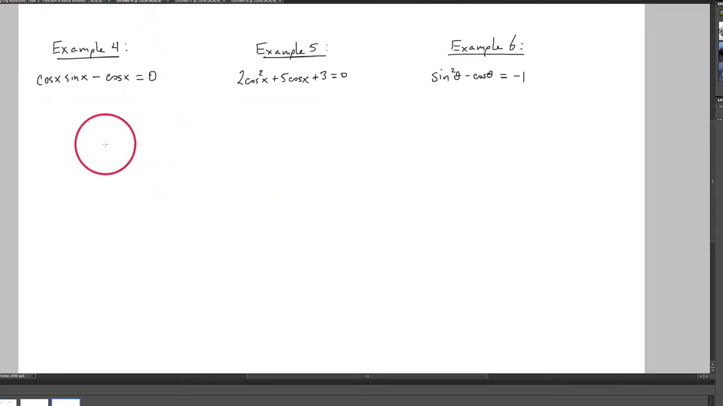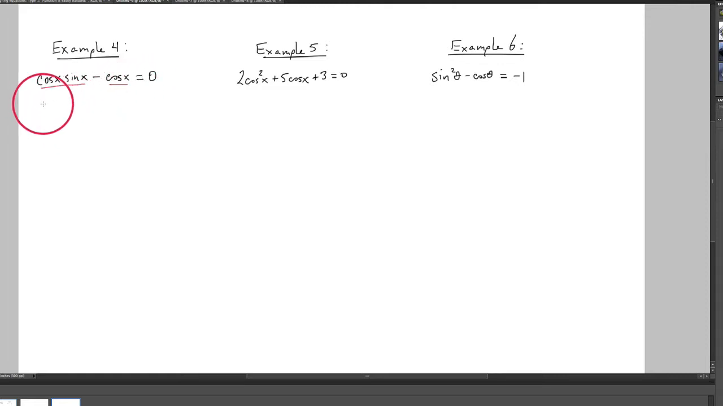So taking a look at these over here, let's first of all talk about why it's not easy to isolate the trig function. This one here, I have cosine times sine minus cosine. First things first, these aren't like terms. And in terms of getting one of these or the other by themselves, you could, but you'd be getting it by itself in terms of the other ones, so it's not helpful. And so what I would tell you is, first of all, set it equal to 0 and factor it.